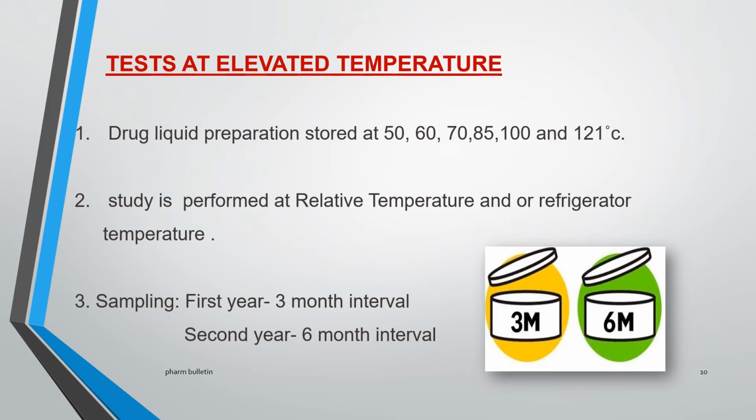Here the drug solution, drug product or preparation is stored at 50 degrees Celsius, 60, 70, 85, 100 and 121 degrees Celsius. The study is also performed at room temperature or refrigerator temperature. Sampling is done at 3 month intervals in the first year, and at 6 month intervals in the second year.